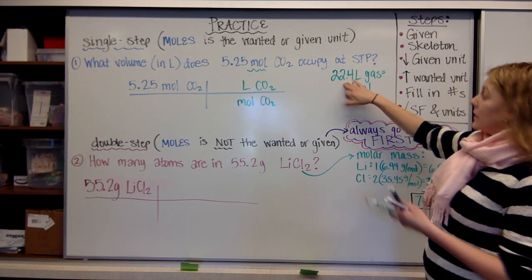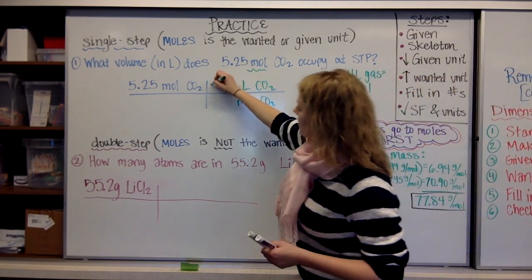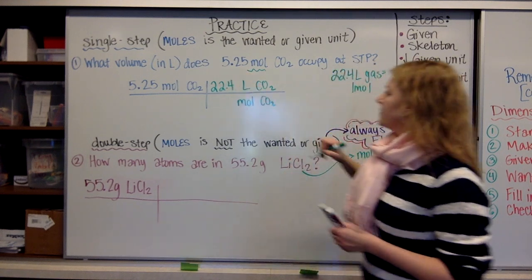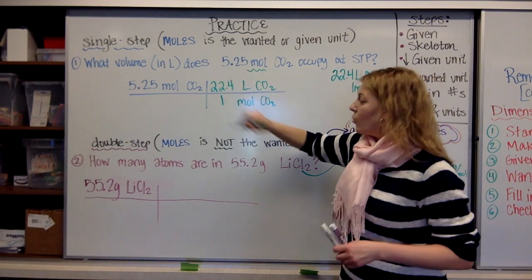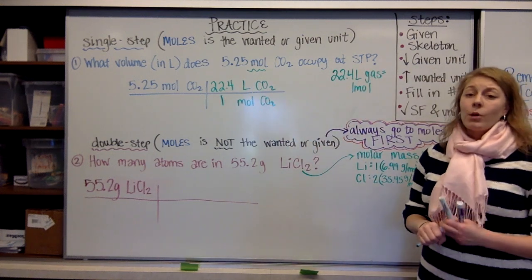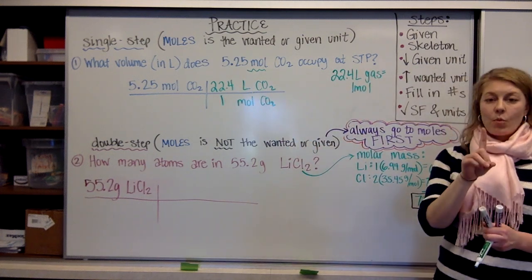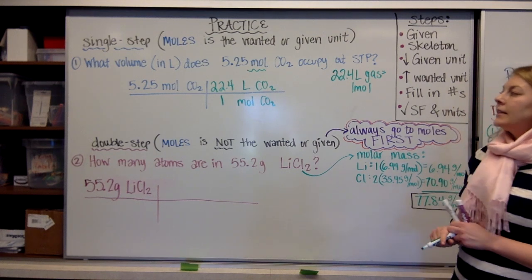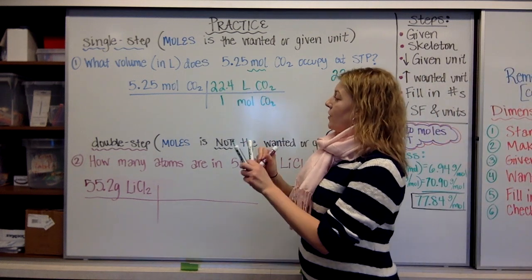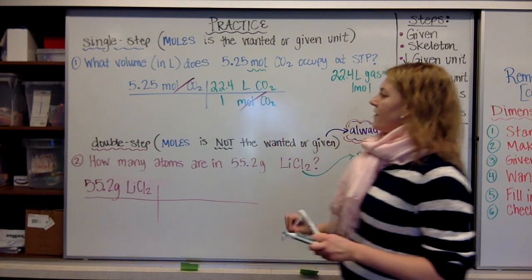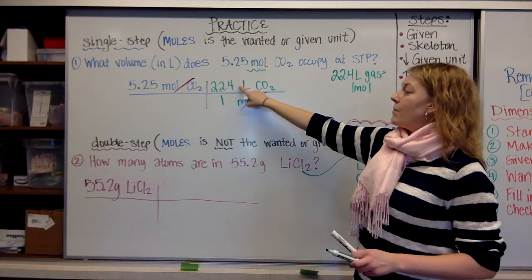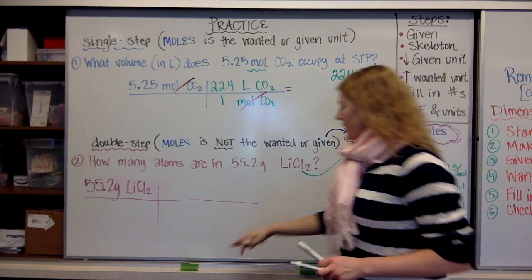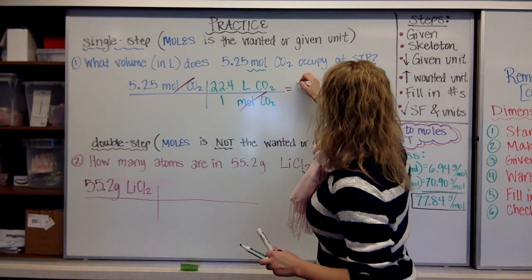22.4 liters of a gas equals 1 mole of that gas. Now, with all of these that we're doing, your number of moles will always be 1. Okay? So, our unit on top and on bottom crosses out, and we multiply. 5.25 times 22.4 gives us 117.6.